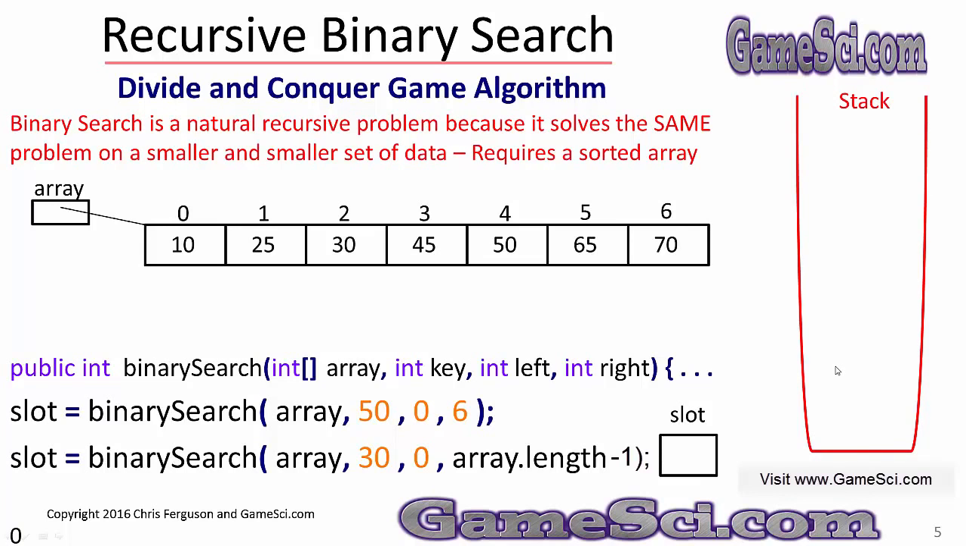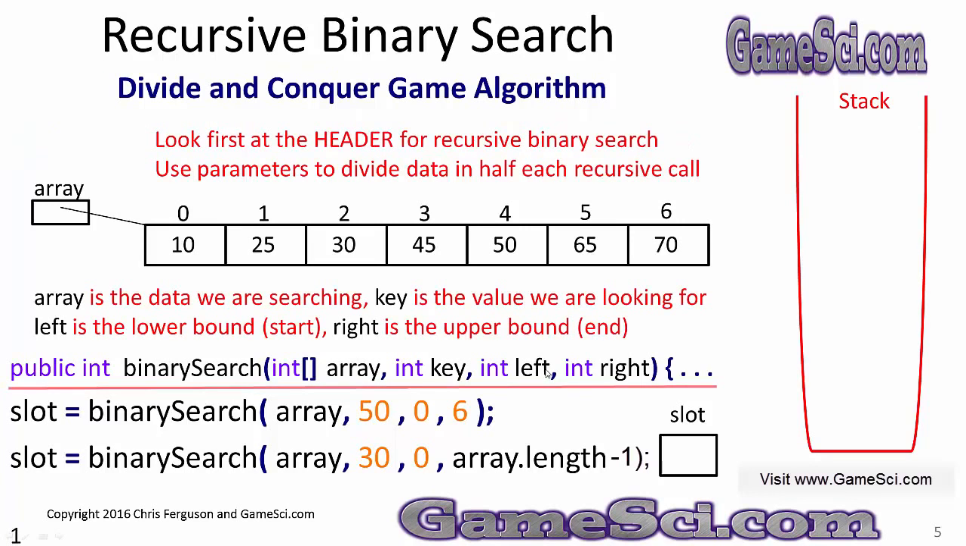First of all, the stack is key to executing recursion. So let's look at what happens to the stack while that happens. Binary search is what I call a natural recursive problem because it solves the same problem on a smaller and smaller set of data. It does require a sorted array, so that is a requirement. You can see our data here: 10, 25, 30, 45, 50, 65, 70 is in order. That is a requirement of binary search.